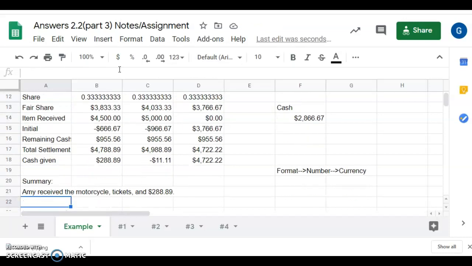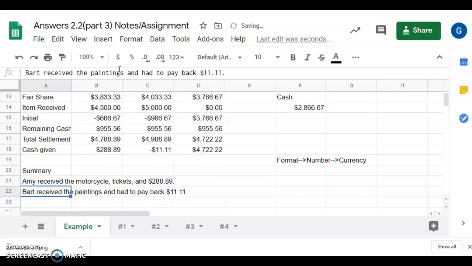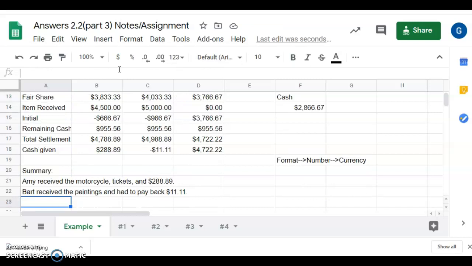Okay, Bart received the paintings and had to pay back $11.11. He went over his fair share, so he had to pay the other two back. Carol received $4,722.22. She didn't receive any items. Okay, her bids were lower than everybody else's, but she did get the cash.